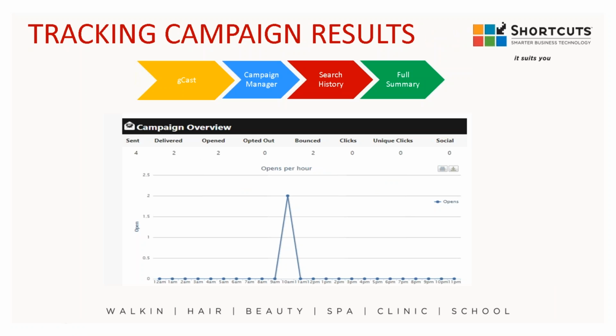Okay. So once I send my campaign out, once I complete that email, I want to be able to track my results. You can always look at the information about the campaign once it's complete. So I log into GCast, go to my campaign manager, search the history, and then click on the full summary for that campaign.